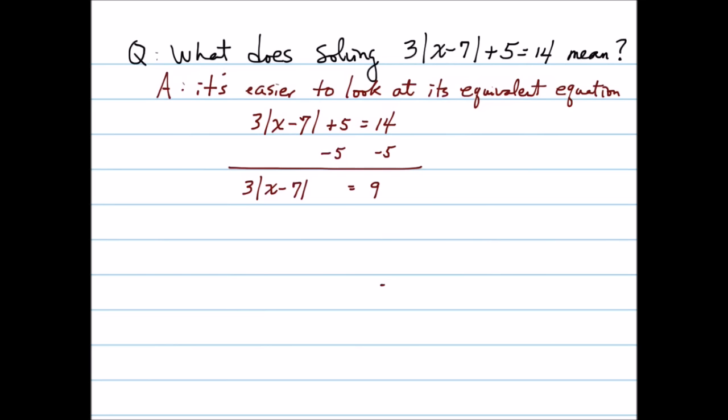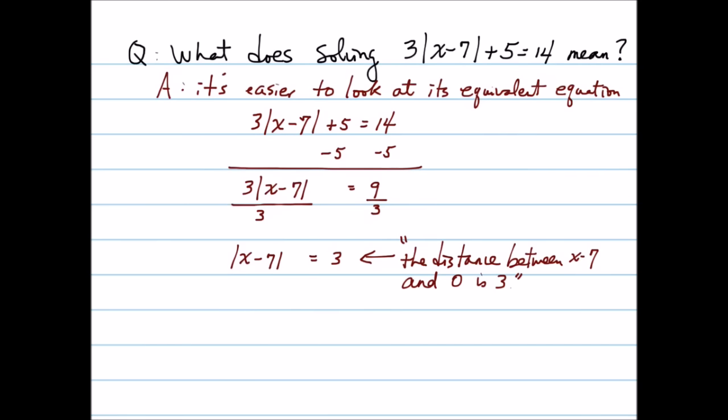And then I'm going to isolate the x minus 7 term by dividing both sides by 3. Next, I have the absolute value of x minus 7 equals 3. Once we get to here, it is much easier to interpret what this equation means. This equation actually means the distance between the quantity x minus 7 and the origin 0 is 3.